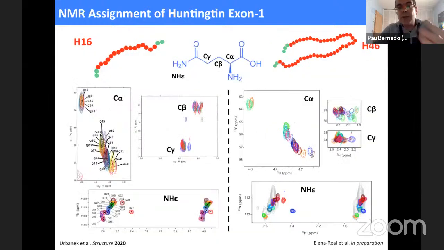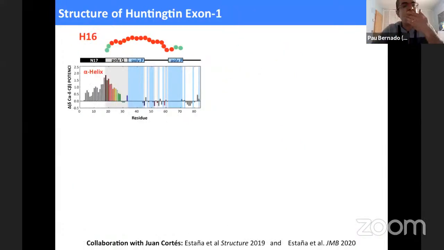Of course, we can do that not just for the NHs, we can do that for all the atoms of the glutamines in both systems. We can monitor the C-alpha, C-beta, C-gamma, the side chains of the glutamines, and this for the 16 and the 46 without much problem. So which conclusions do we extract from this analysis?